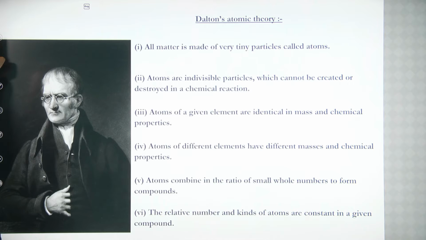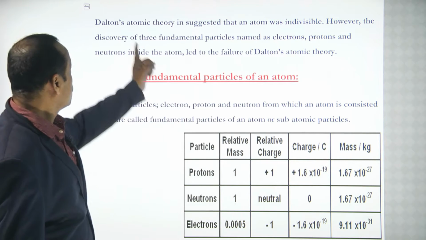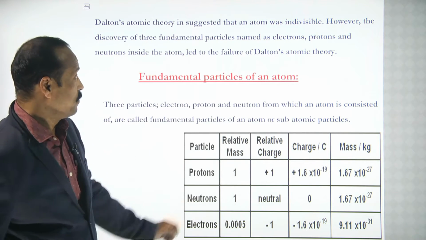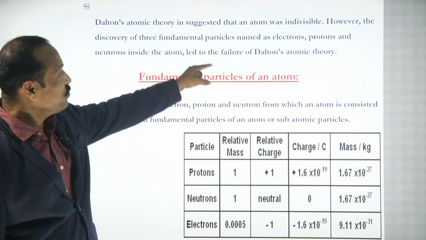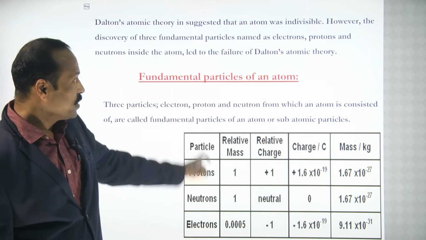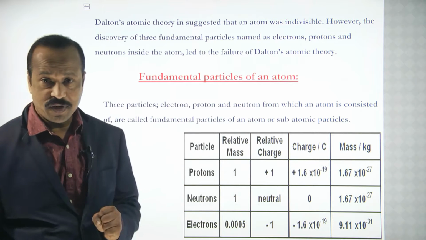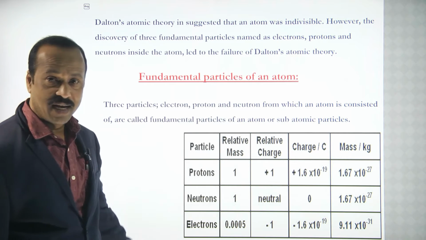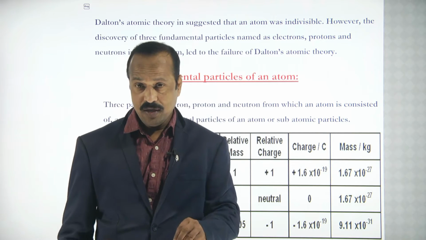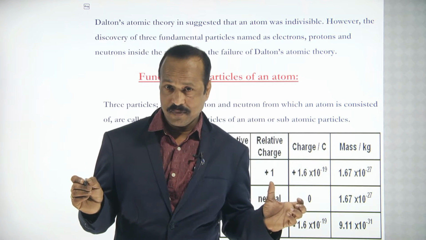So, students, in the last class we discussed that Dalton's atomic theory suggested that atoms are indivisible, meaning we cannot break the atom. However, the discovery of three fundamental particles named electrons, protons and neutrons inside the atom led to the rejection of Dalton's theory, right? So, what are those three fundamental particles? Electrons, protons and neutrons. These are the three fundamental particles present in the atom. This discovery disproved Dalton's atomic theory.